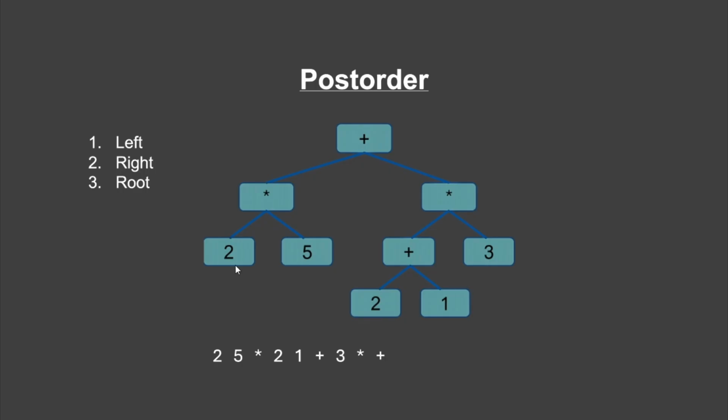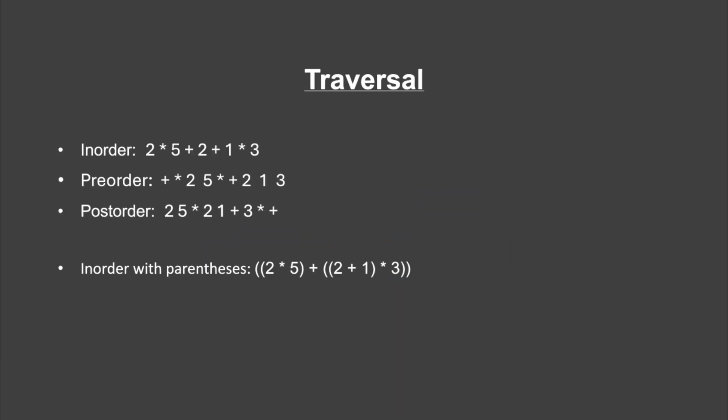First we visit the left subtree, so we have 2, and then we visit the right subtree, so we have 5, then we visit the root node asterisk. Next we visit the right subtree, so first we have 2, then 1, and then plus, then 3, asterisk, and finally at the end our root plus. So these would be the final expressions for every traversal.